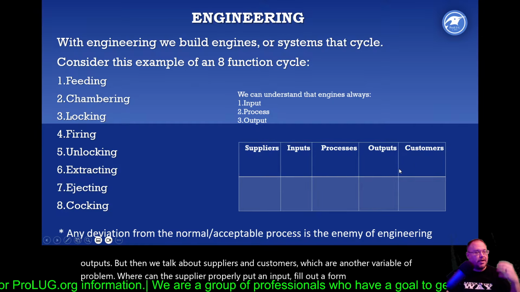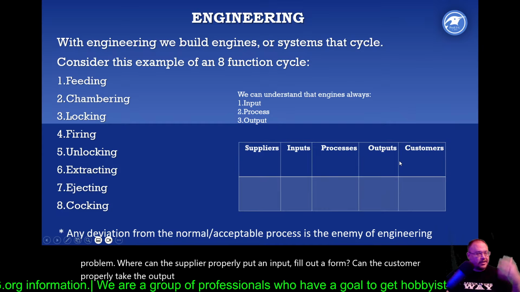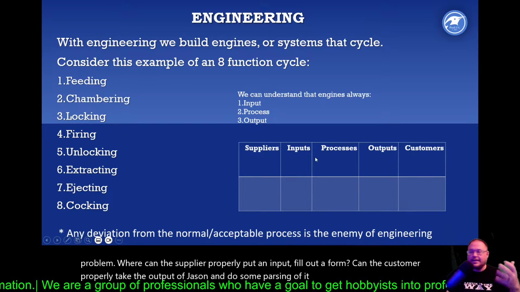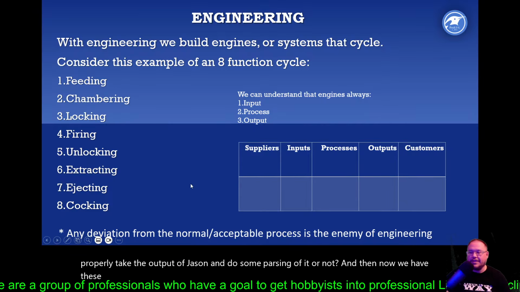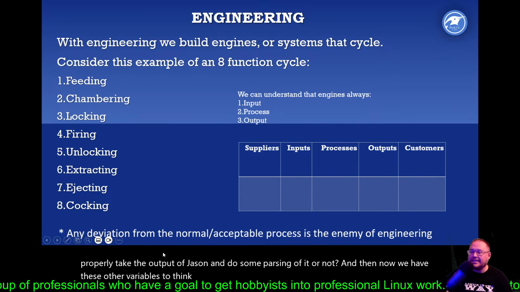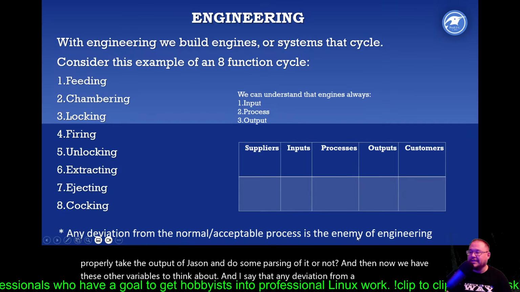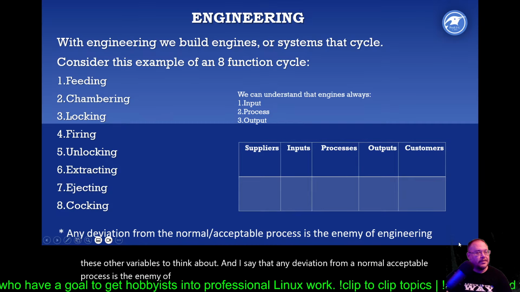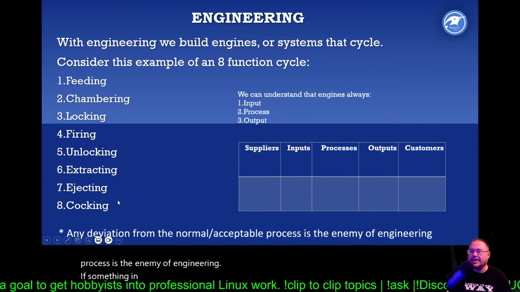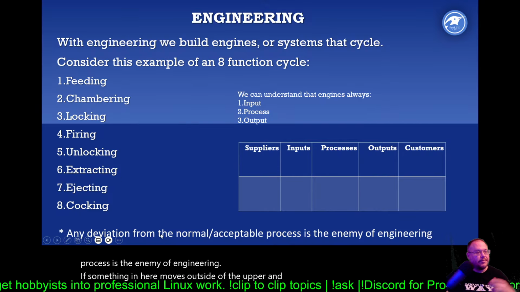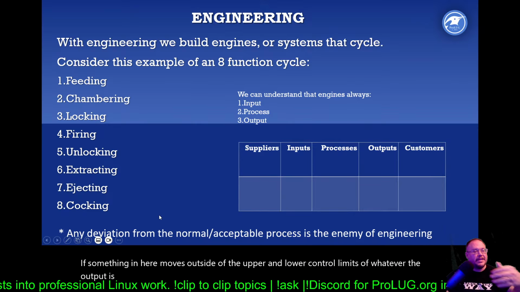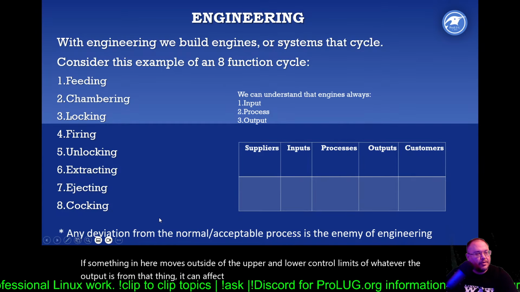Can the customer properly take the output of JSON and do some parsing of it or not? And then now we have these other variables to think about. And I say that any deviation from a normal acceptable process is the enemy of engineering. If something in here moves outside of the upper and lower control limits of whatever the output is from that thing, it can affect the other things from working properly, right?